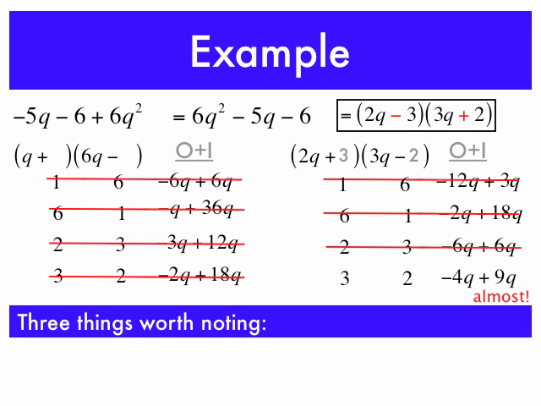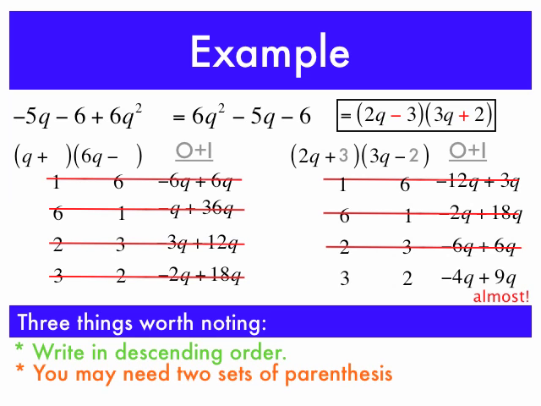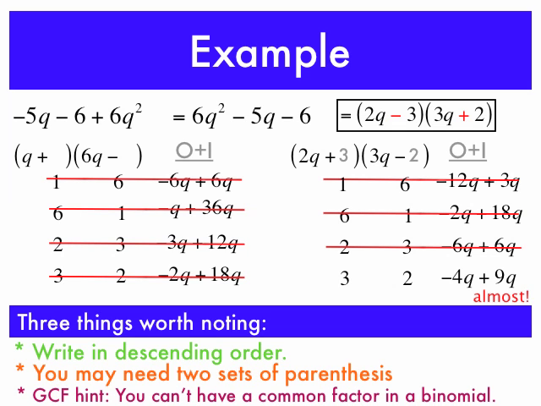Okay, so a few things worth noting. First of all, I needed to write it in descending order. Second of all, I might need 2 sets of parentheses. You might even need 3 sets of parentheses or 3 guessing frameworks. So one guessing framework might not be enough. Then the main thing that is worth noting is I didn't really have to check all of those.